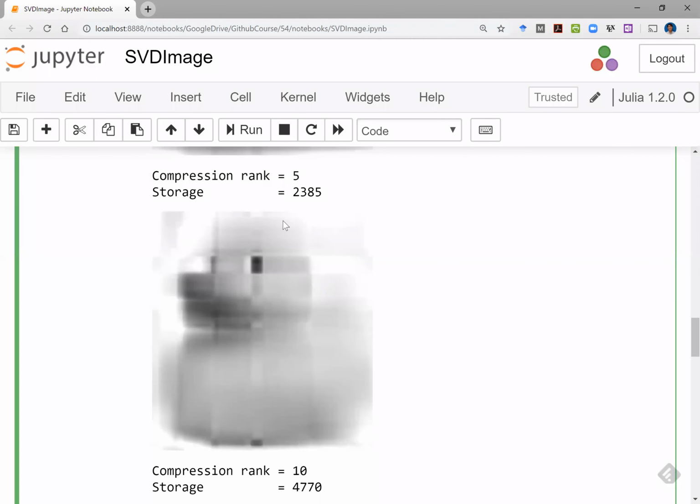Rank equal to 5. So the storage cost now becomes 2,000. And you can see some important features have been automatically extracted. Remember, I only had one line of code just to do the singular value decomposition. So there are some features here, but by eyeball norm, obviously, this is not a very good compression.